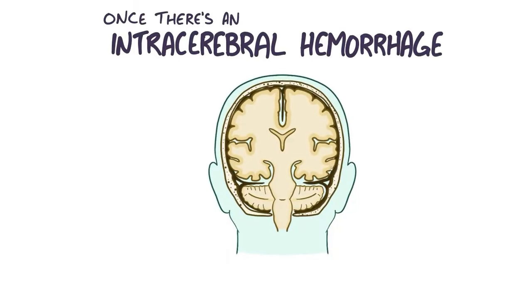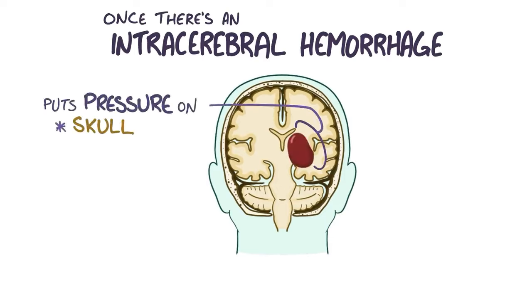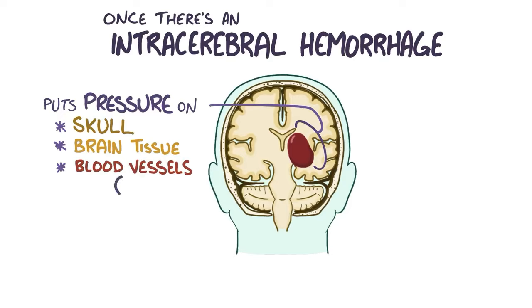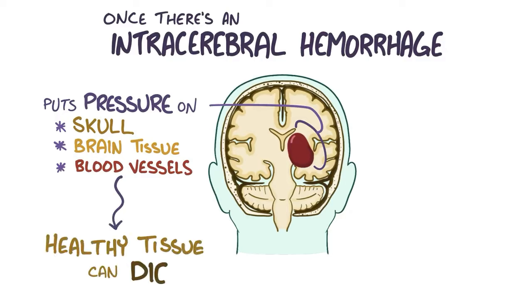Regardless of the cause, once there's an intracerebral hemorrhage, blood starts spewing from the damaged blood vessels, creating a pool of blood, which increases pressure in the skull and puts direct pressure on nearby tissues and blood vessels. It also means that less blood is flowing downstream to the cells that need it, which leaves the downstream tissues deprived of oxygen-rich blood.